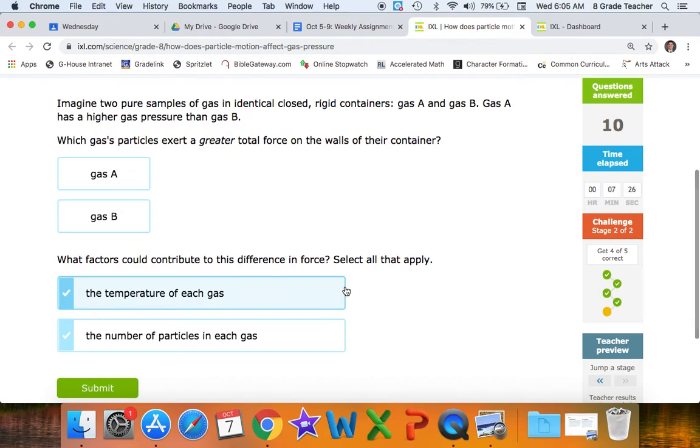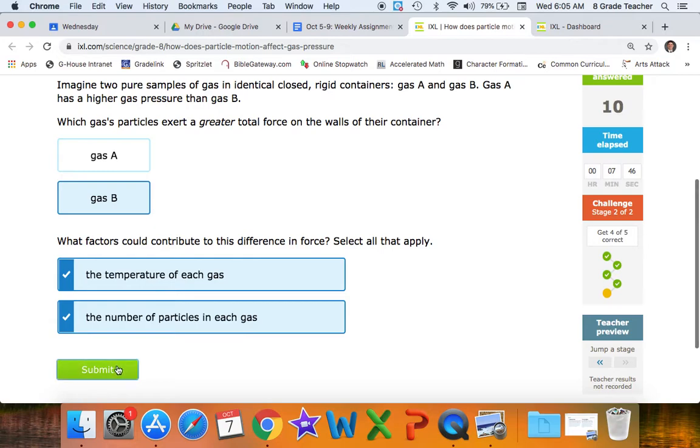Imagine 2 pure samples of gas in identical closed rigid containers, gas A and gas B. Gas A has a higher gas pressure than gas B. Which gas particles exert a greater force on the walls of the container? If there's a higher pressure in gas B, it's gas B. What factors could contribute to this difference? The temperature of the gas and the number of particles. Both of those contribute to an increase in pressure.